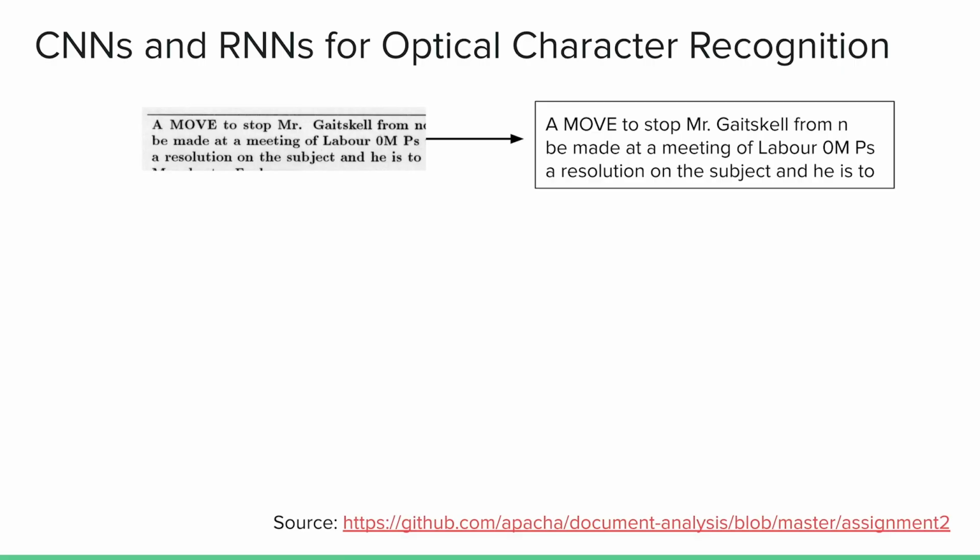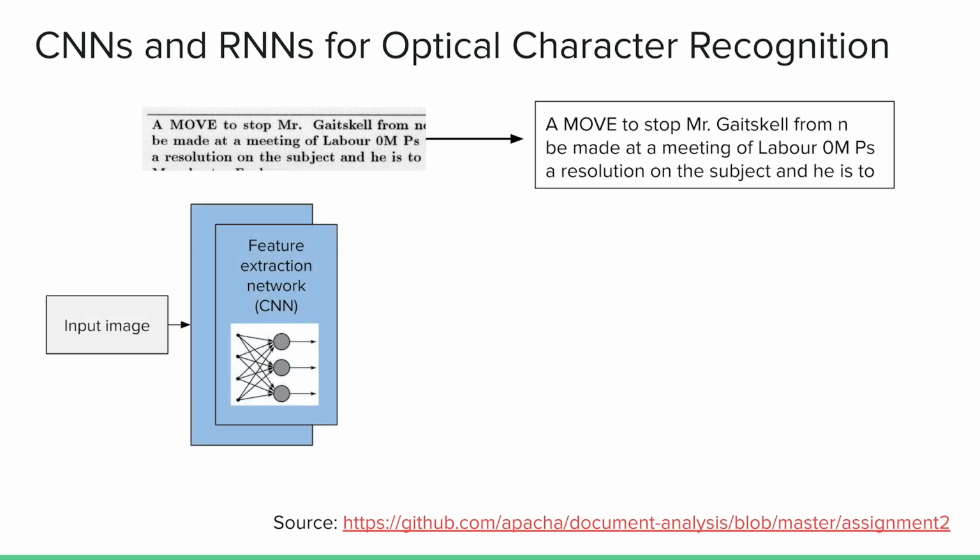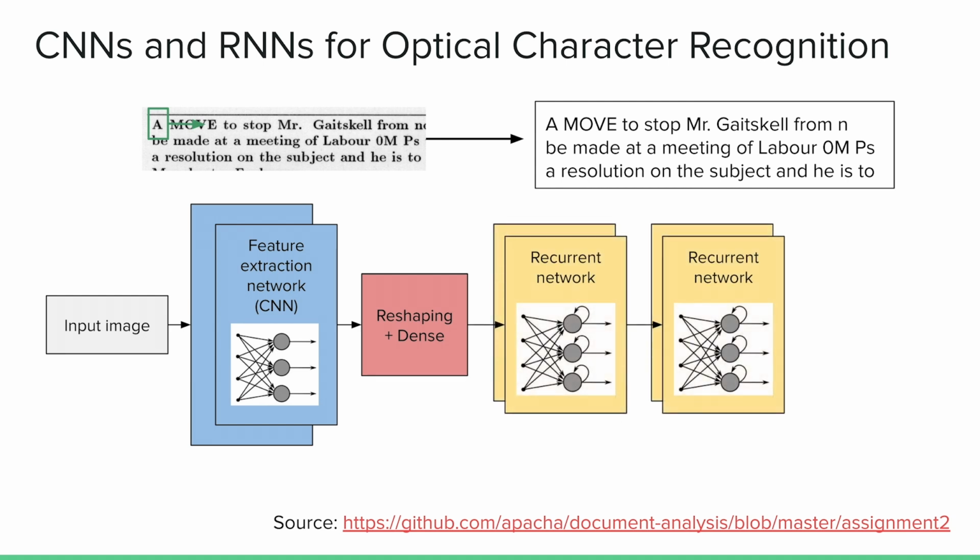We can also use CNNs and recurrent neural networks together for optical character recognition that we've already seen in this small example before. But let's visualize it and conceptually think about it once more. So we have an input image and we want to translate that. So how would we do this? Well, we could take the input image, extract some features in a meaningful way, and then reshape this. We put it in the dense layer, and then feed it into our recurrent neural network.